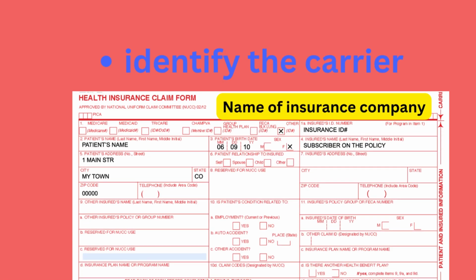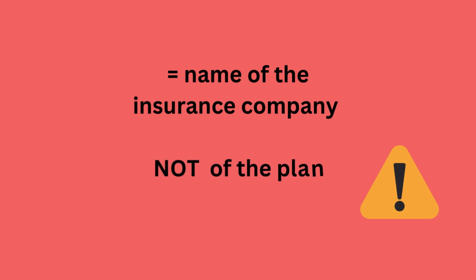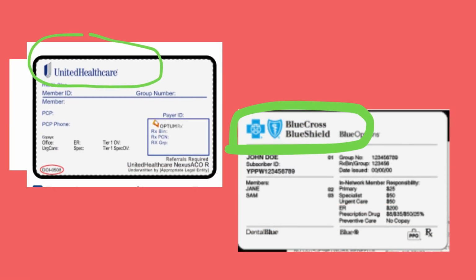First, identify the correct carrier. For example, in California, Blue Cross Blue Shield does not exist. It's either Anthem or Blue Shield. Is it Blue Cross Blue Shield of Florida or Blue Cross Blue Shield of Illinois? Is it Medicare or a Medicare Advantage plan through Aetna? And so on. Your insurance card will list the right name of the carrier.